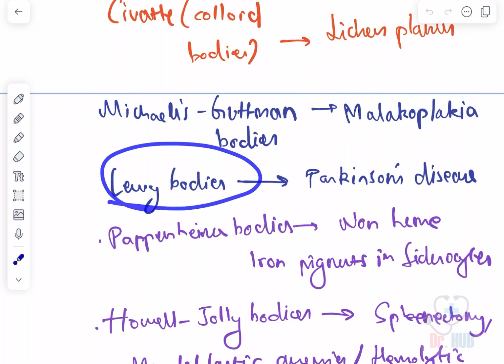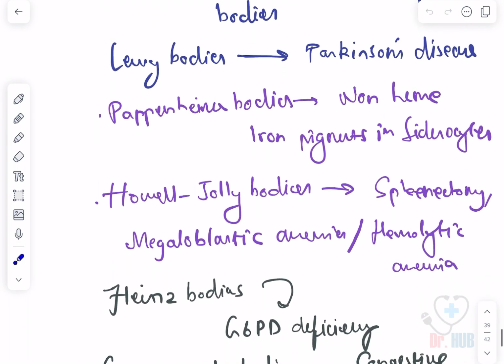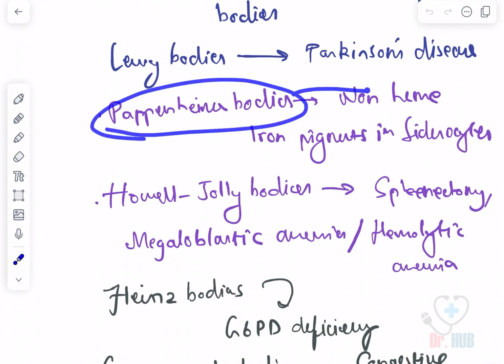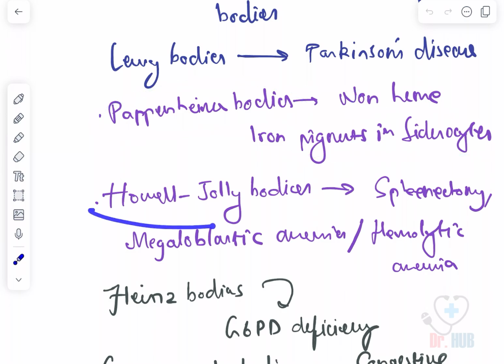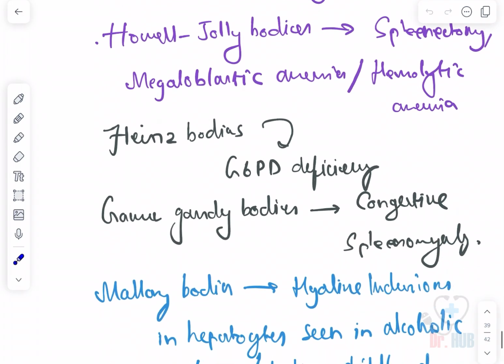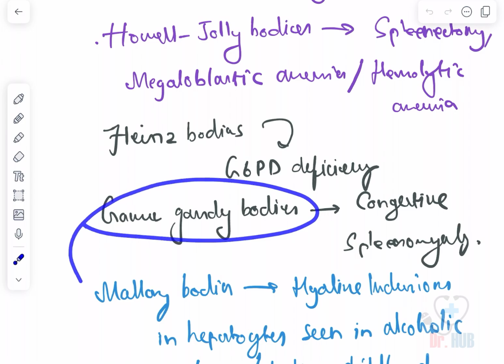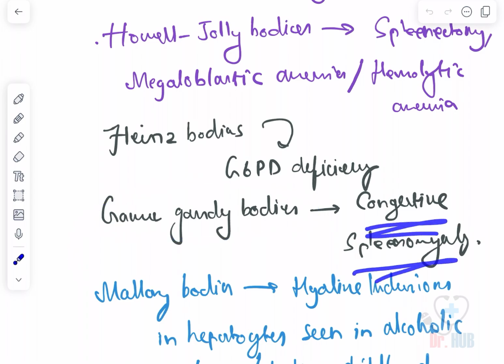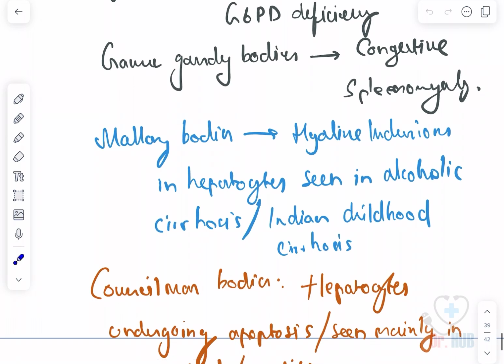Then the Lewy bodies are seen in case of Parkinson's disease. The Pappenheimer bodies are non-heme iron pigments present in siderocytes. The Howell-Jolly bodies are present in case of splenectomy, megaloblastic anemia as well as hemolytic anemia. Next we look at the Heinz bodies. Heinz bodies are seen in G6PD deficiency. Then comes the Gamna-Gandy bodies, they are suggestive of congestive splenomegaly.